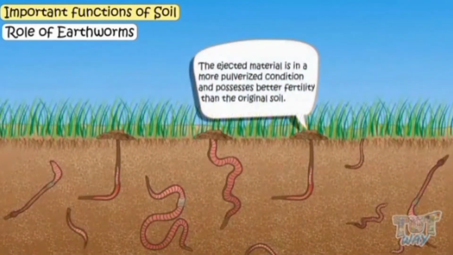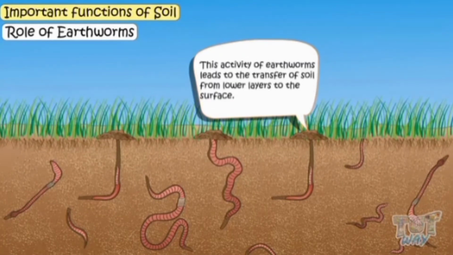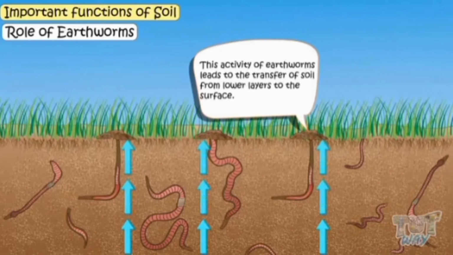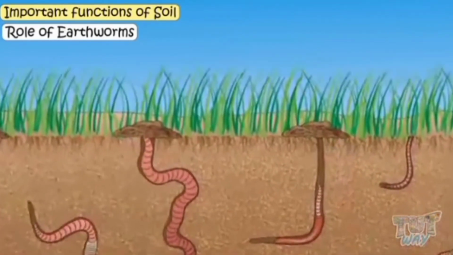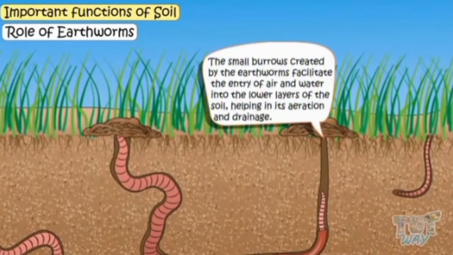The soil ejected by the earthworms possesses better fertility than the original soil. This activity of earthworms leads to the transfer of soil from the lower layers to the surface. The small burrows created by the earthworms provide the facility of aeration and drainage in the soil.